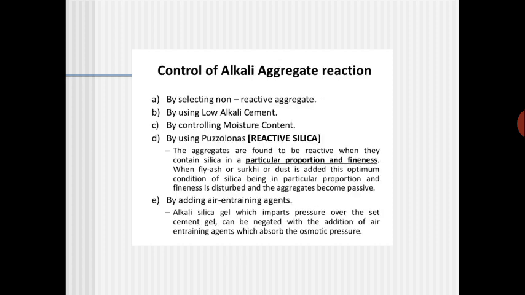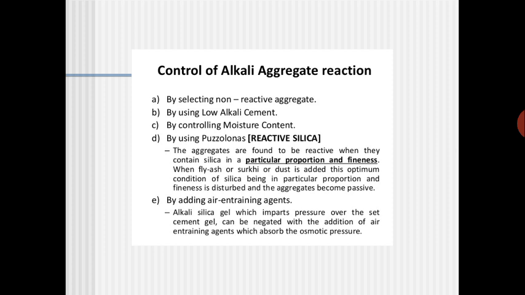Then how to control this AAR? Of course, by selecting non-reactive aggregate, meaning free from alkali-containing aggregate, 0 percent alkali aggregate. By using low alkali cement, sometimes you can use low alkali cement also. By controlling the moisture content, as I said.